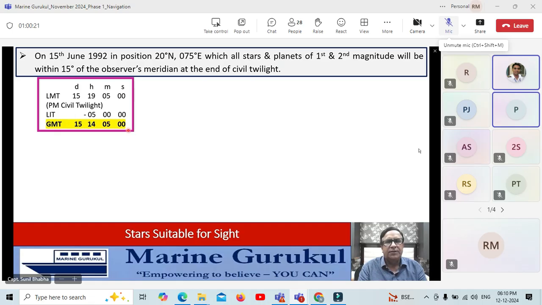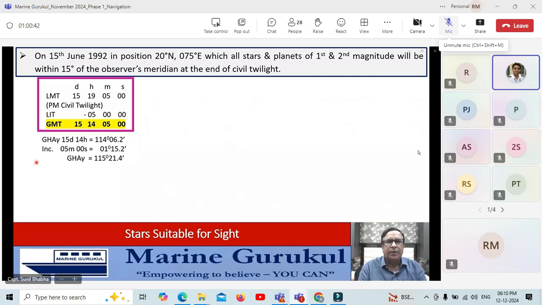From the daily pages of the Nautical Almanac, we extract GHA Aries for this GMT. Now GHA Aries for 15th day, 14 hours is on the screen. To this, we add the increment for 5 minutes, 0 seconds, and this gives us the GHA Aries.